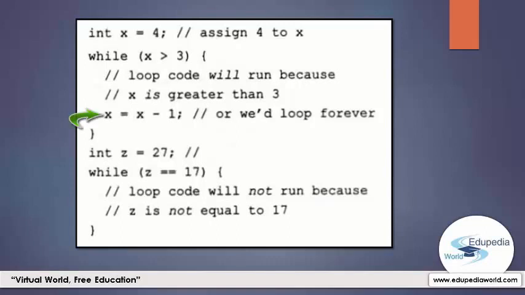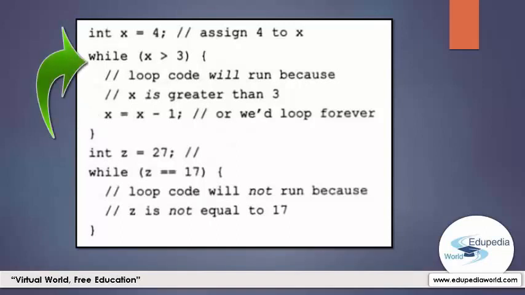Inside the loop it has the expression x = x - 1. The value of x is 4, so 4 minus 1 is 3. We are assigning this value 3 to x again. So the value of x is not 4 now, it is 3.